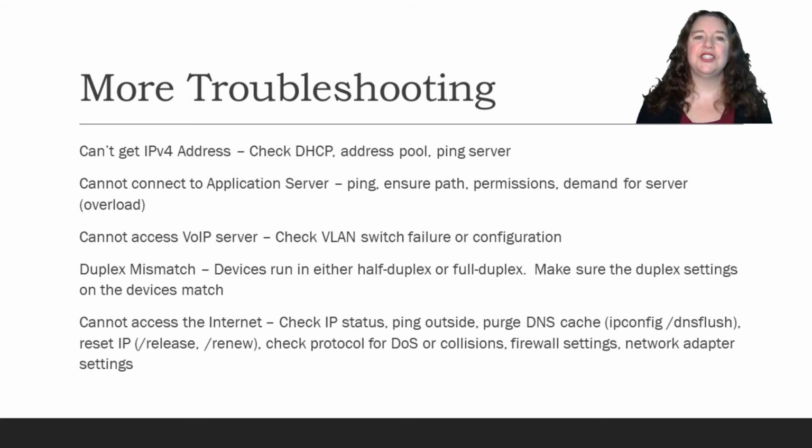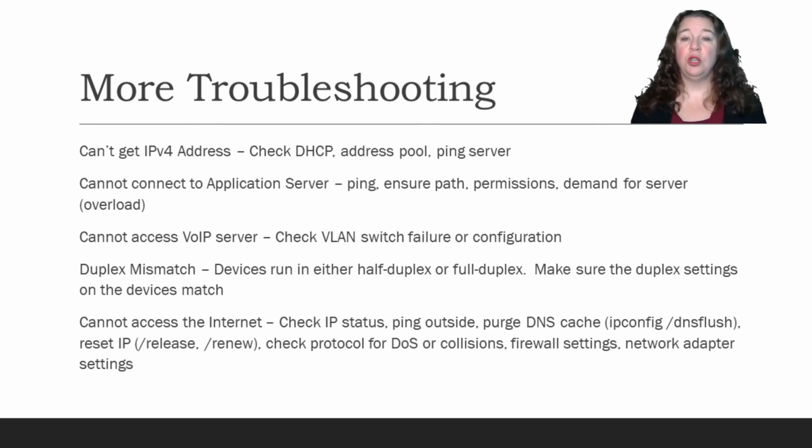If you can't get to your application server, again, ping the server. Make sure you can get to it. Make sure that the path to the server is available. Make sure you have permissions to access the application server. And also make sure that that server isn't overloaded. If you have, again, lots of people hitting the server at the same time and it wasn't designed for that, your demand could overload the server. It feels like a DoS attack where the server just gets hit with so much that you can't get in. So these are options if you can't get into your server.